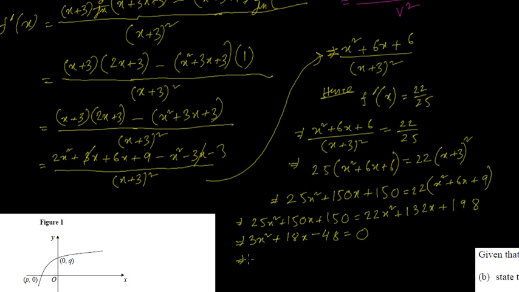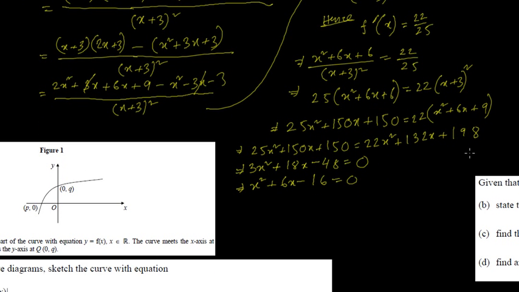So 3x squared divided by 3 is 1, so x squared. 18 divided by 3 is 6x. 48 divided by 3, 3 1's are 3, and 3 6's are 18, so 16. 0 divided by 3 is 0. So this is what we get. We have gotten the simplest form, and it's always a good idea and essential to do the sum like that, where you simplify it the most.